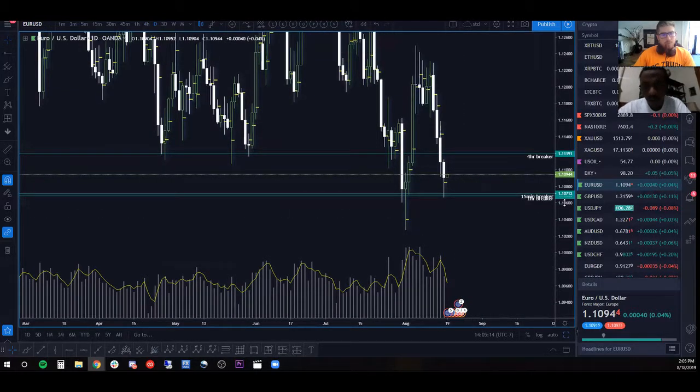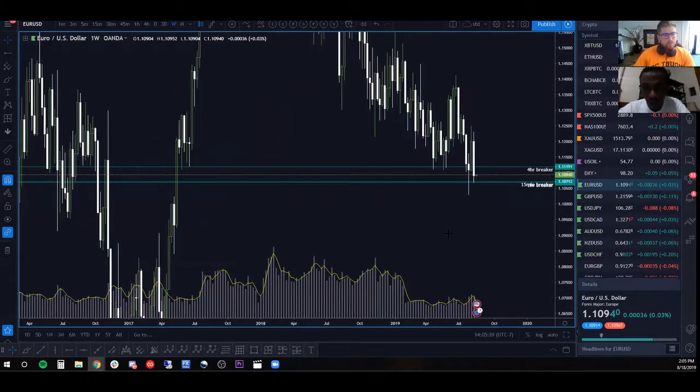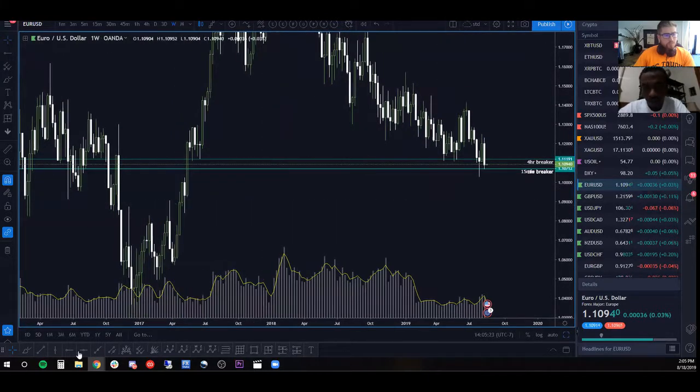So if it does break that, then we will have a very tight stop loss on that buy opportunity if it supports very well. However, if not, then there is a little bit more downside. But we'll just wait and see how this goes.